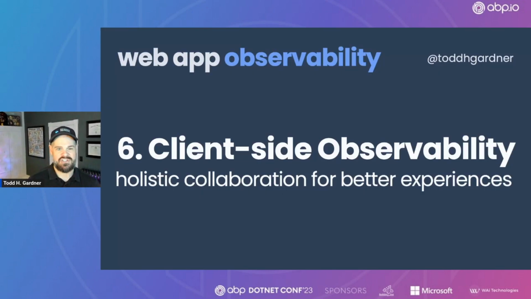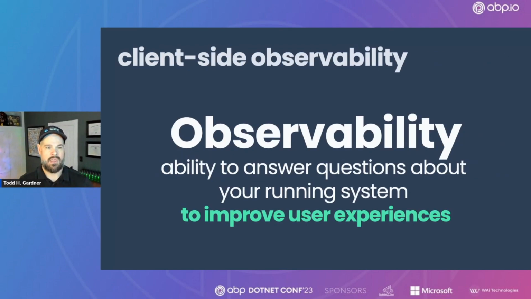And so we're approaching this idea of client-side observability, holistic collaboration, pulling together all of this kind of data to better understand what we're doing. And why are we doing it? We're ultimately doing it to improve the end user experience. And so that's why it's so important to include this kind of data in any sort of observability effort, because the goal is to actually look at the users and make their experiences better. And so there's a few levels that we need to go through to get there.